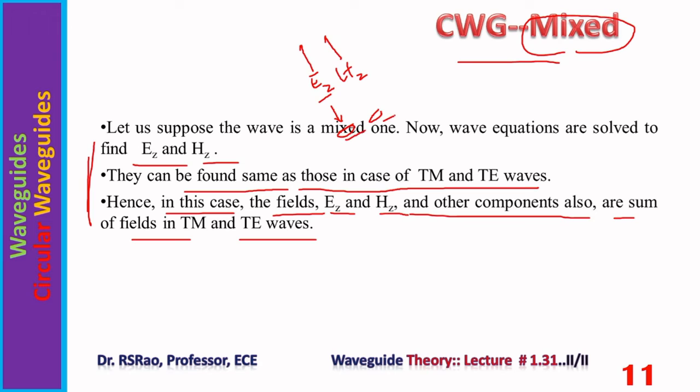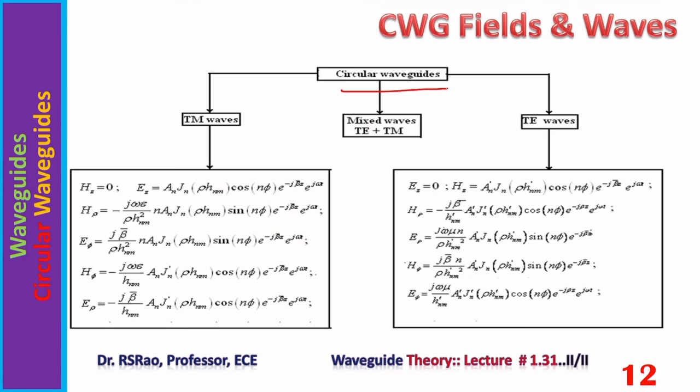So the solutions are the same, therefore Ez and Hz are the same, therefore other components also are going to be the same, given by Ez and Hz. But mixed means the sum of Ez and Hz. So field components in a mixed wave are the sum of the fields in TM case and TE case. Circular waveguide, TM case: these are the field components. It is TM, therefore Hz is 0, Ez is not 0. This is the component which we evaluated using the wave equation. In case of TE waves, Ez is 0, Hz is the Bessel function involving Bessel function 1.